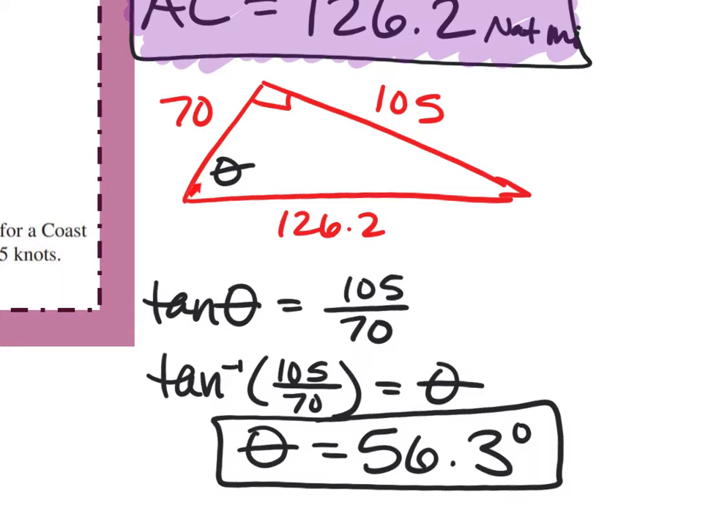So we know that the tangent of this theta is going to be the opposite, 105, divided by the adjacent, 70. And this is where the inverse functions for tangent, cosine, and sine come in handy, because we want to find out this theta. The only way to work backwards when you don't know the angle is to use the inverse tangent. So we're going to take the inverse tangent of 105 divided by 70 in our calculator. Yes, there's a button for it. It's above tangent. And then we know that the bearing, that theta, is 56.3 degrees.